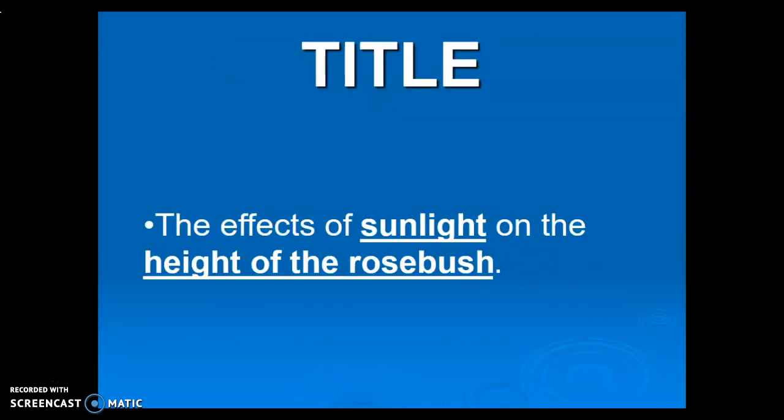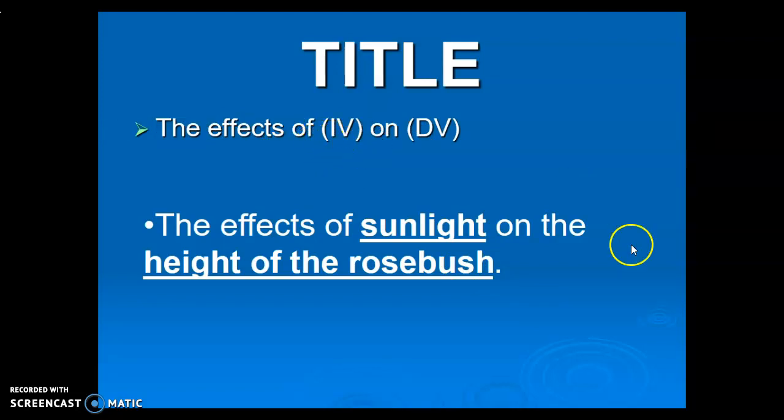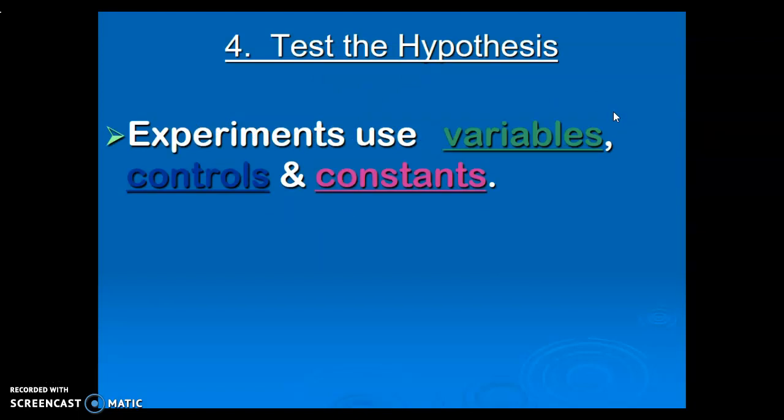The hypothesis is going to be very similar to how you're going to title your experiment. And what we have here is the effects of sunlight on the height of the rose bush. Or you can remember that as the effects of IV on DV. And what IV and DV are is independent variable and dependent variable. So in our statement here, sunlight is our IV, the height of the rose bush is our DV, and we'll get into that more here in a second.